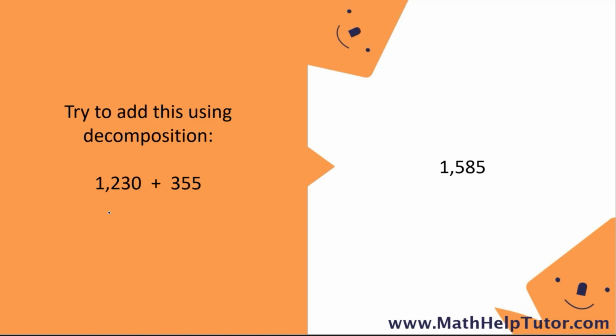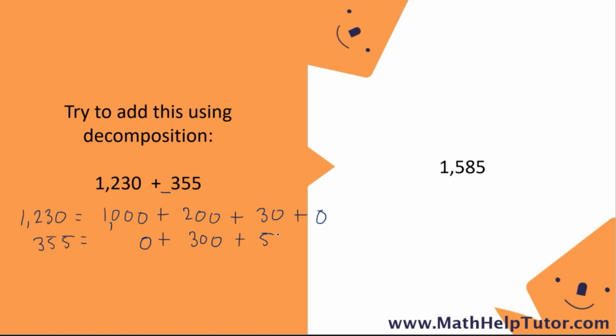So what we can do is we can convert these numbers into their decomposed forms. So 1,230 becomes 1,000 plus 200 plus 30 plus 0, while 355 becomes 0 because there is no thousands place, plus 300 plus 50 plus 5. Let's put a line here and then add each of the places.